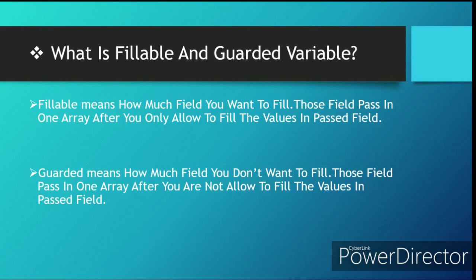Fillable means which fields you want to fill. Those fields are passed in one array, after which you are only allowed to fill values in the passed fields. And guarded is the opposite of fillable. That means which fields you don't want to fill. Those fields are passed in one array, after which you are not allowed to fill values in the passed fields.